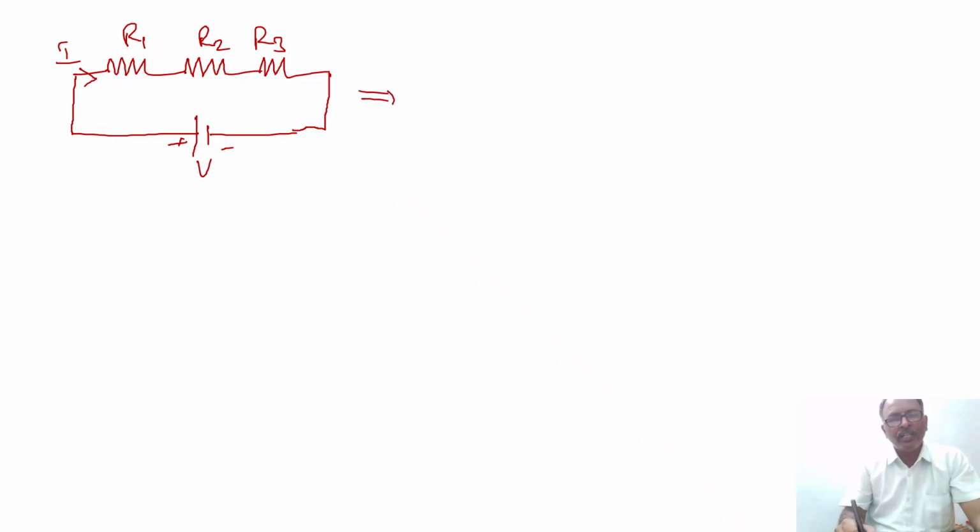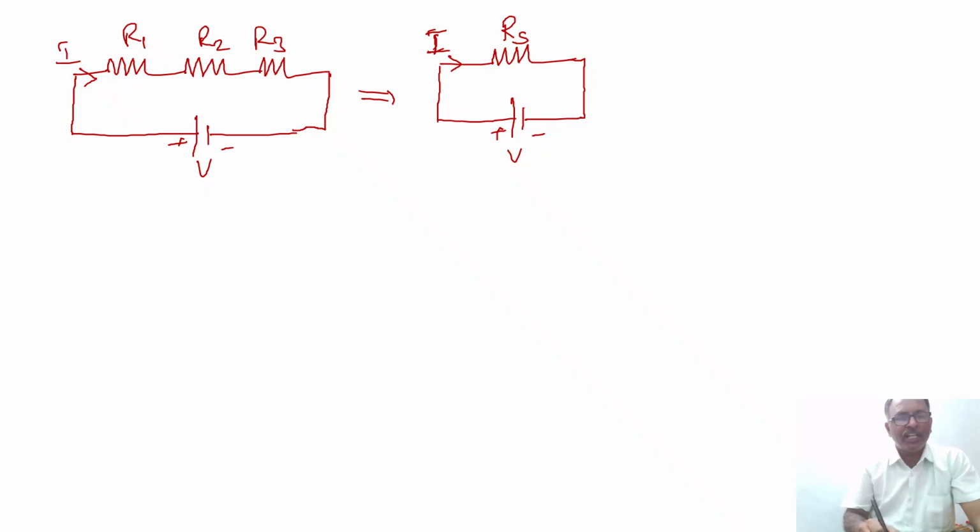Now its equivalent circuit is taken with the same voltage source of V volts applied here, and for the same current I amperes to flow in this circuit, the amount of resistance that we need to connect, I am taking as Rs. So Rs represents the equivalent resistance of the R1, R2, R3 series combination.